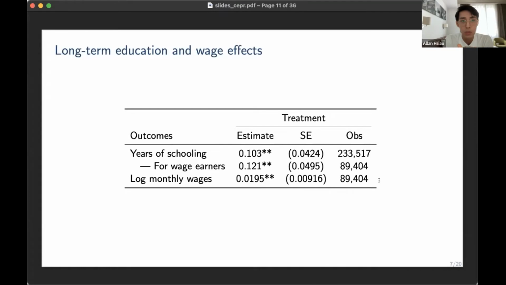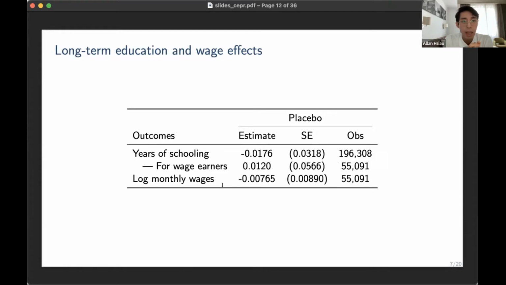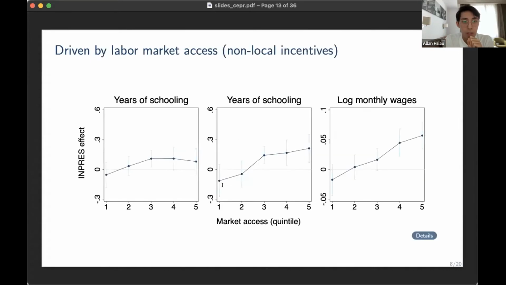So I can show you those results. The education and wage effects that Esther finds hold up in the long run, 40 years down the line: positive effects on education as measured by years of schooling, and also on wages. And then I have this nice placebo where, instead of young and old, I can compare old and very old, and that yields non-significant effects. And so here's where I start to diverge from what Esther did, at least in terms of the causal inference part of the paper. I can also think about these non-local incentives.